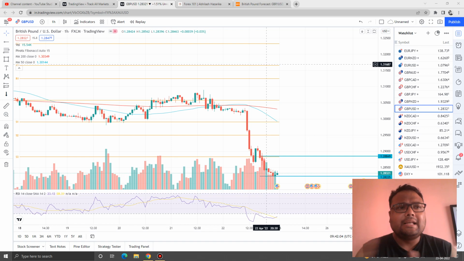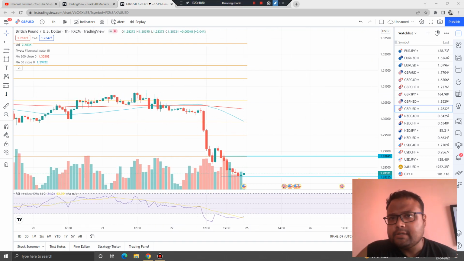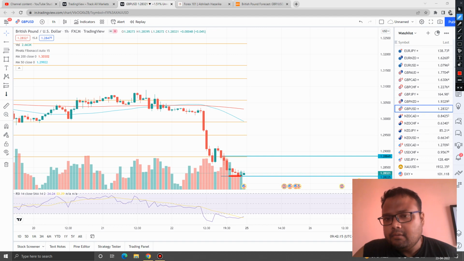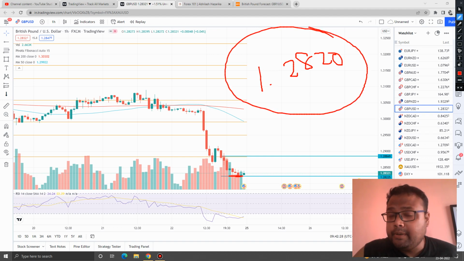Anyways, let's try to understand the GBPUSD chart. First of all, GBPUSD was extremely weak, and I won't say that it tried to take support, but somehow it managed to bounce from here. 1.2820. This is the level on the chart of GBPUSD.